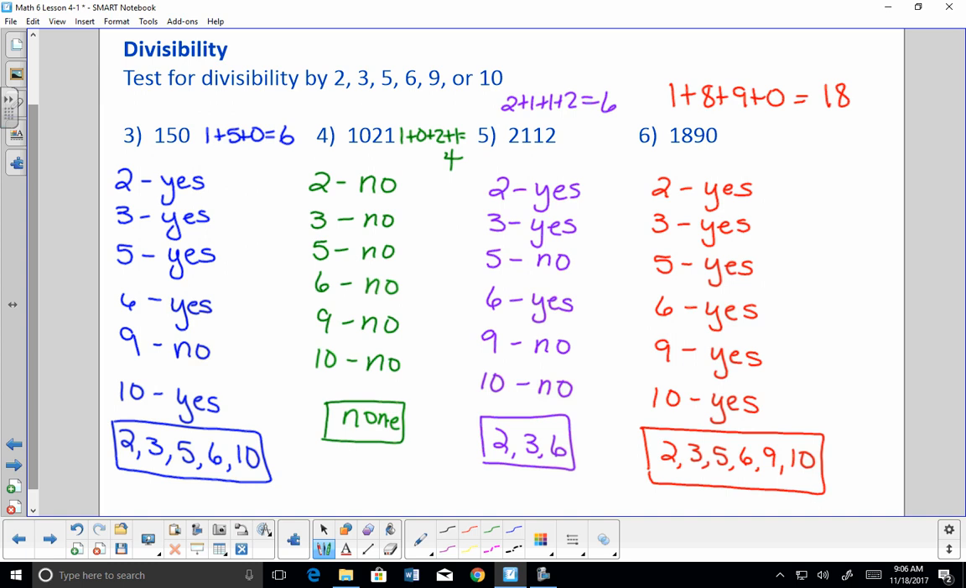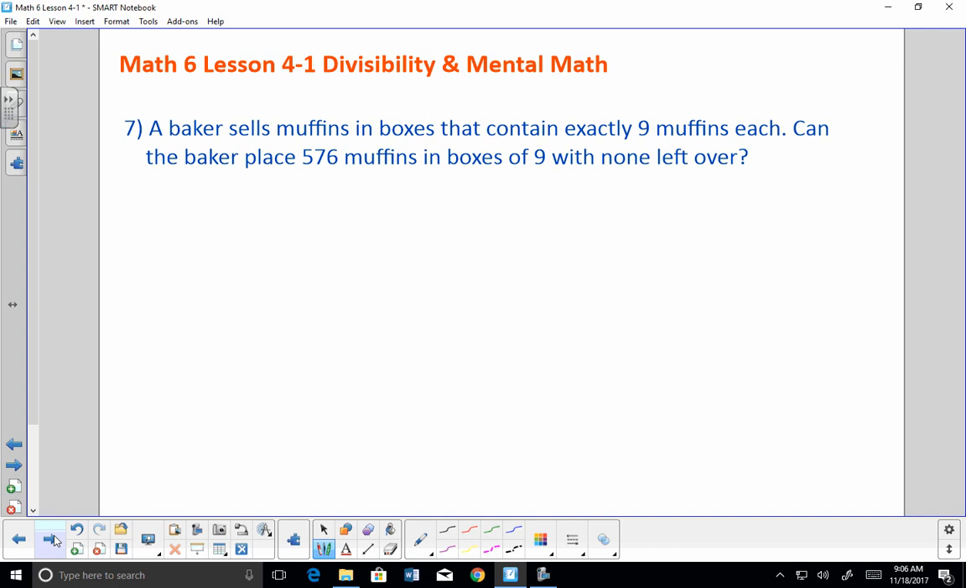Now let's do an application problem here. A baker sells muffins in boxes that contain exactly 9 muffins each. Can the baker place 576 muffins in boxes of 9 with none left over? So essentially what they're asking here is they want to know, is 576 divisible by 9? That's the essential question they're asking right here.